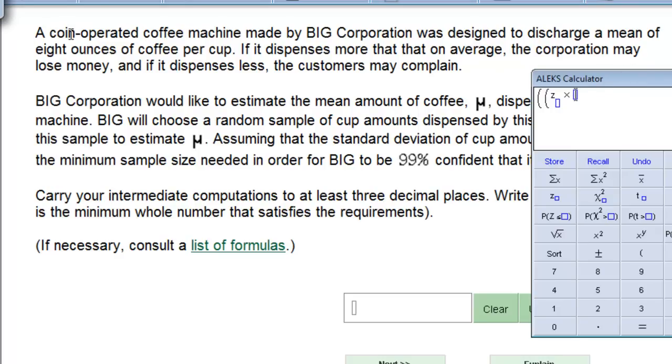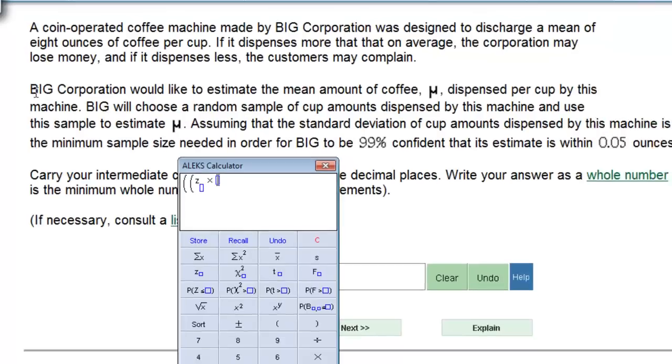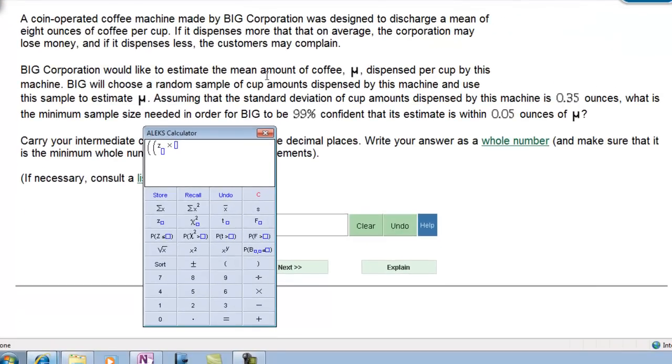A coin-operated coffee machine made by Big Corporation was designed to discharge a mean of 8 ounces per coffee cup. If it dispenses more than that on average, the company may lose money. If it dispenses less, customers may complain. Well, that sounds like a legitimate concern. Big Corporation would like to estimate the mean amount of coffee, mu, for the population dispensed per cup by this machine. They will choose a random sample of cup amounts dispensed by this machine and use this sample to estimate the population mean. Assuming that the standard deviation of the cup amounts is known to be 0.35 ounces.